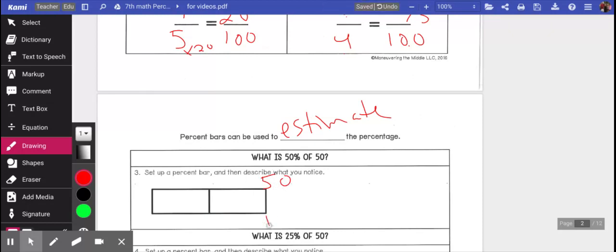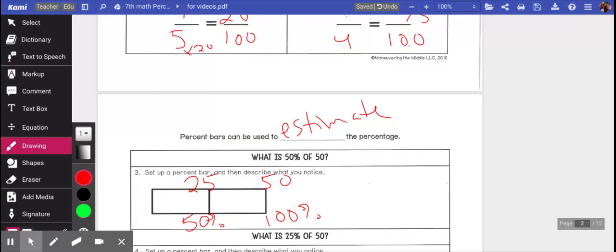And this would be the 100. And so this would be your 50%. This is percent. And so then this would be 25. So 50% is half of the bar. And so it's half of the total.